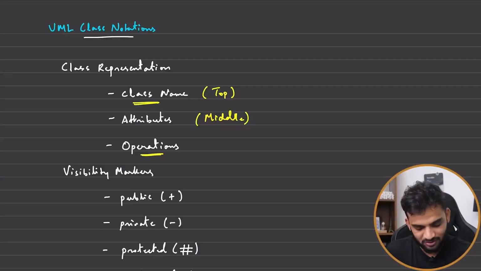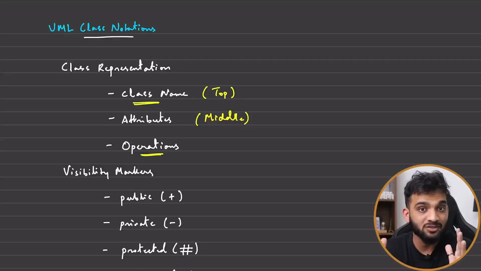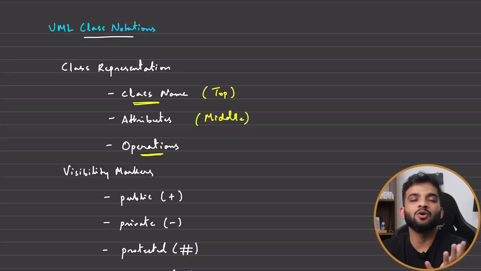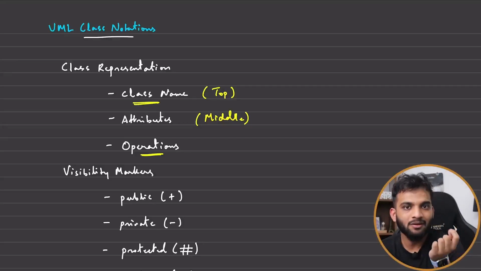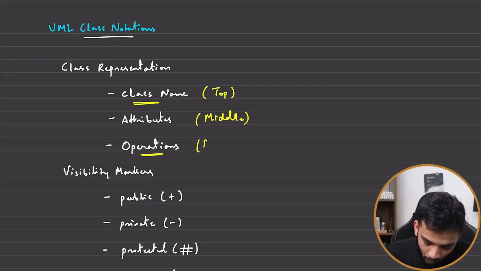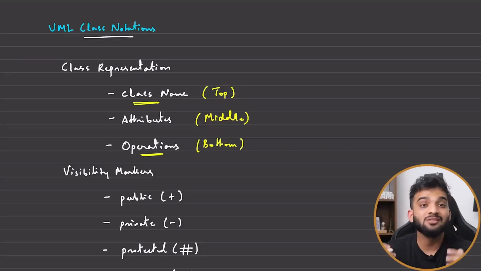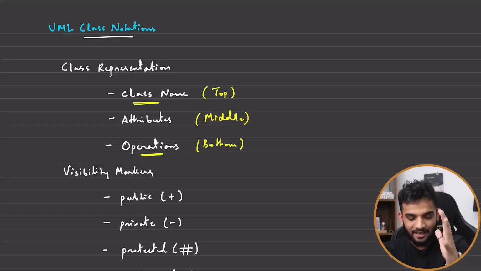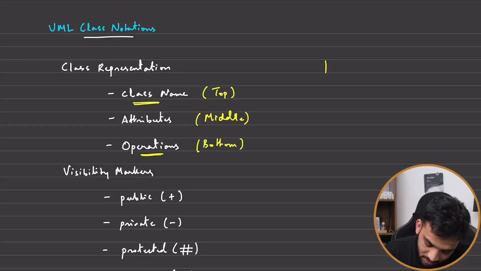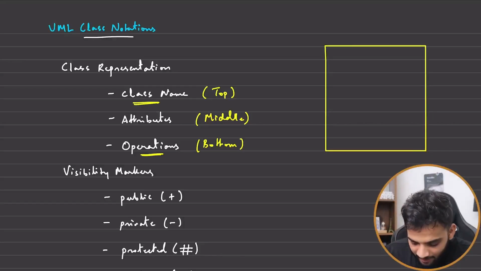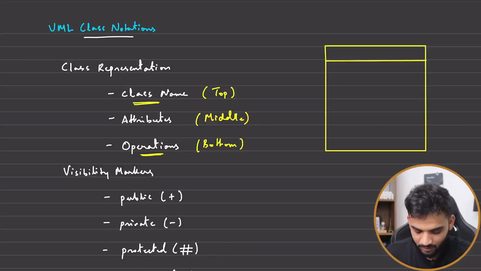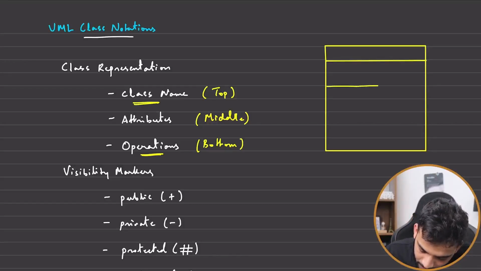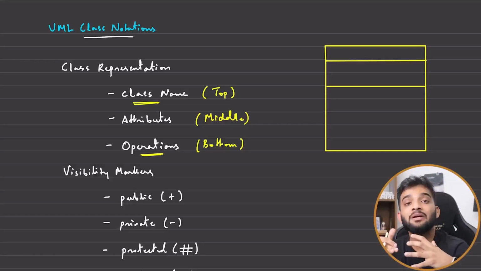The last one, operations, the methods that do a lot of actions. Let's say you're returning the total price, so double getTotalPrice. That's a method, right? That will form the bottom compartment of your class representation. Typically, whenever you're designing, you will be representing a class by drawing a rectangle. The class name will go in the top compartment, the attributes will go in the middle compartment, and the operations will go in the bottom compartment.